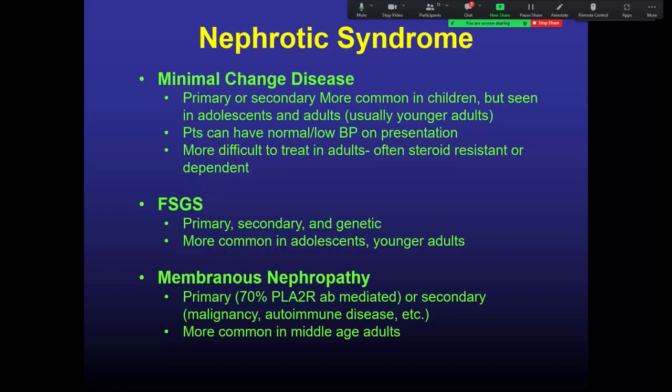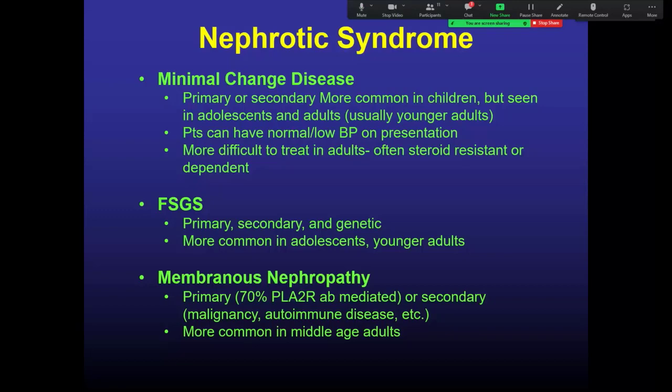So FSGS, and all three of these diseases involve injury to the podocyte. Minimal change and FSGS are considered in the category of podocytopathies because they're characterized by abnormal podocytes and podocyte damage, but there's no immune complex deposition or damage. We don't actually know what the circulating factor that's damaging the podocyte is, but we'll go into that in more detail.